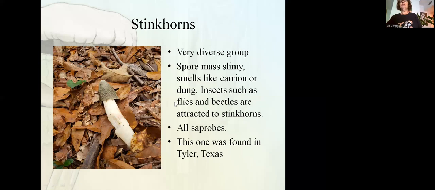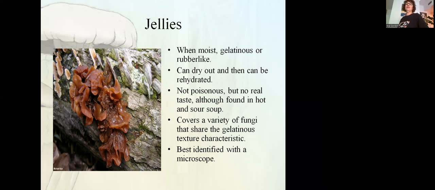Jelly fungi are found all over. I found a group in Spring Creek Nature Preserve. It's got a lot of these jelly-type fungi, and they're gelatinous when they're moist. And when it's drought-like conditions, like right now, they become really dry and you don't even know that they're fungi. So again, this covers a variety of species, and the only way to really identify them is to use the microscope and look at their spores and other parts.